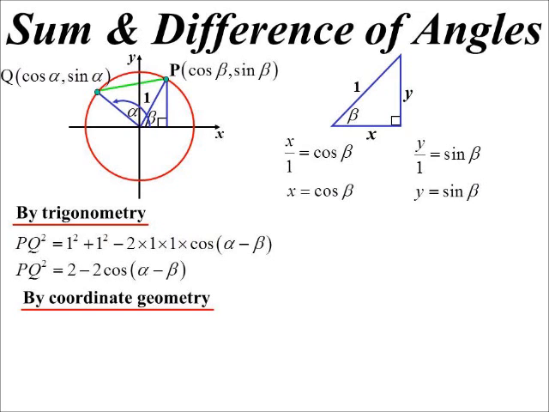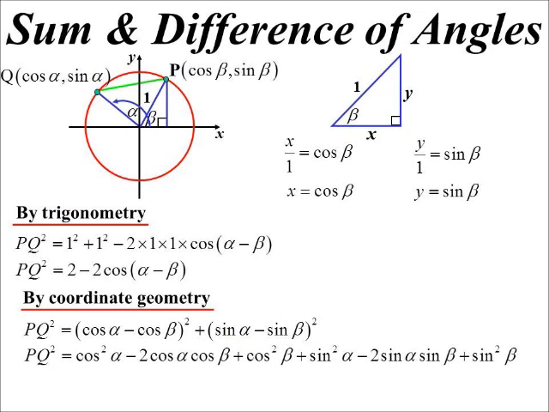Or I could do it with coordinate geometry and use our distance formula, in which case I'd get PQ squared is the difference in the x values squared plus the difference in the y values squared. If I expand that out, I get this huge expression. But I notice I've got a cos squared alpha and a sine squared alpha, which we know add together to give 1. And there's a cos squared beta and a sine squared beta, which add together to give 1. So I could simplify that to be 2 minus 2 cos alpha cos beta minus 2 sine alpha sine beta.